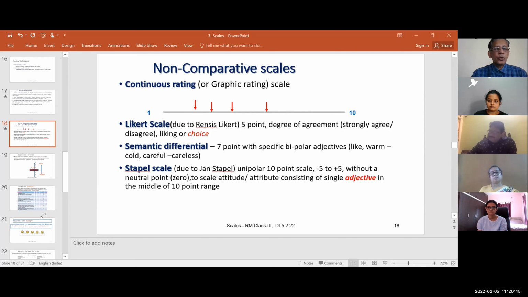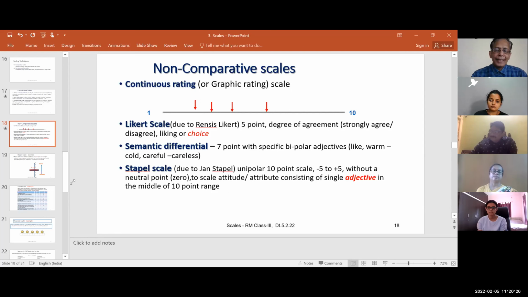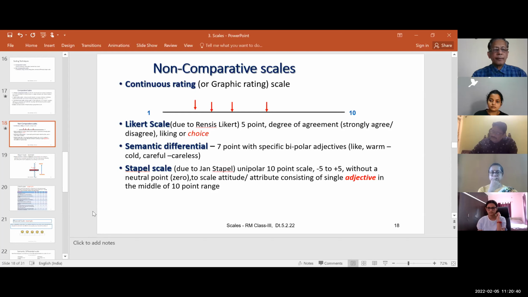So for some questions where definite numbers may not come, if you feel you have to capture feelings quantitatively, graphically measured, in those cases perhaps you can use a continuous rating or graphic rating scale. Okay, any other point, Satish?